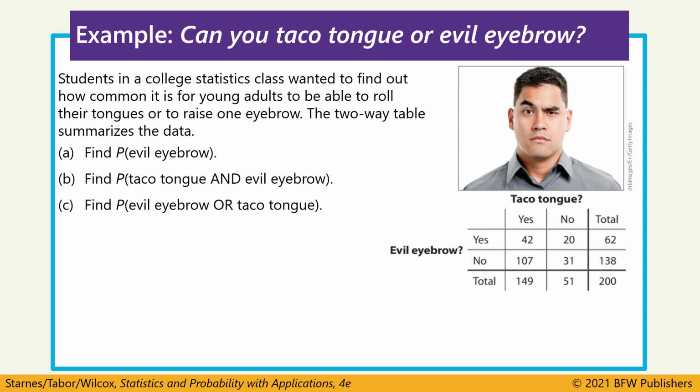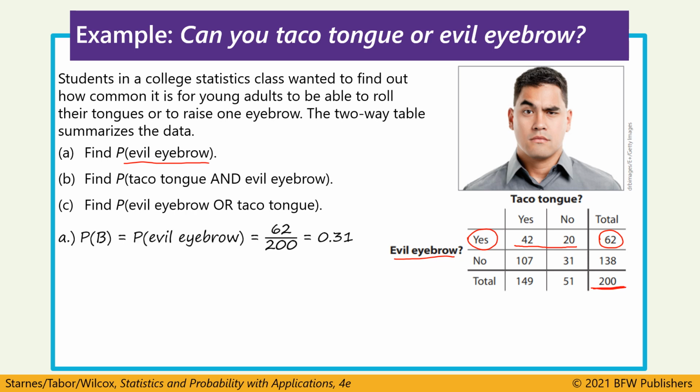So let's do a few problems with a data set of college statistics students who were asked, can you taco tongue? Can you evil eyebrow? We'll start off by finding the probability that someone can evil eyebrow. We see that on the left there. We see yeses here. And if we were to add these two numbers together in that yes row, we'd get 62. And the probability is going to be that number over the total number in our sample there.